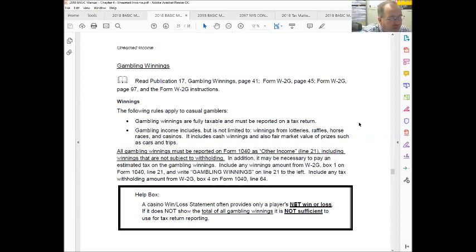So make sure that you understand that. A lot of people have this notion that just because they had losses equal to their winnings, they don't have to report the winnings, that it's not taxable. You see a ton of letters for people that have not reported gambling winnings, okay?